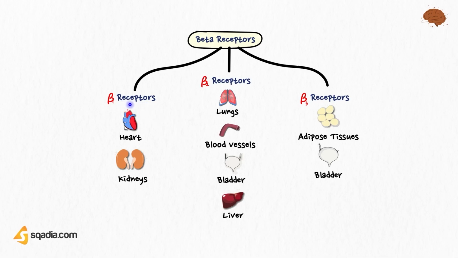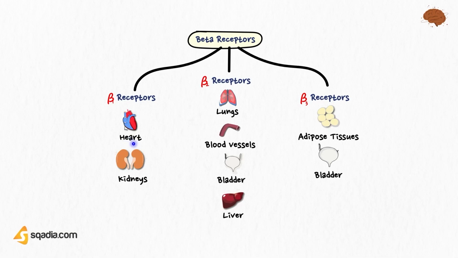Now the beta 1 receptors are mainly found in the heart, in the cardiac tissue, but are also present in kidneys and adipose tissues where they metabolize fats. The activation of the beta 1 receptor in the heart increases the heart rate and force of contraction. Note here that increasing the heart rate is known as the positive chronotropic effect, while increasing the force of contraction is known as the positive inotropic effect.